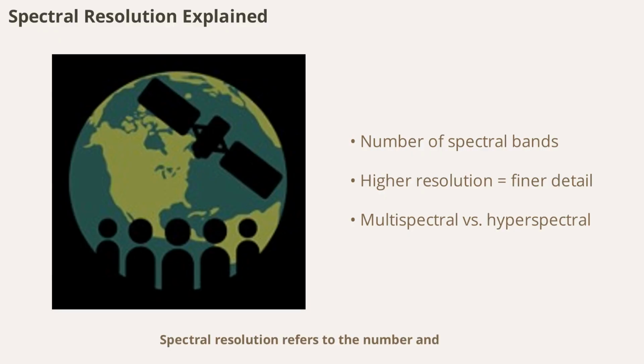Spectral resolution refers to the number and width of spectral bands a sensor can detect. Higher spectral resolution means the sensor can distinguish finer differences in wavelength, allowing for more detailed analysis of Earth's surface. Multispectral imagery typically uses 3 to 10 bands, while hyperspectral imagery can include hundreds or thousands of narrow bands. Panchromatic sensors, on the other hand, collect data across a broad range of wavelengths in a single band.